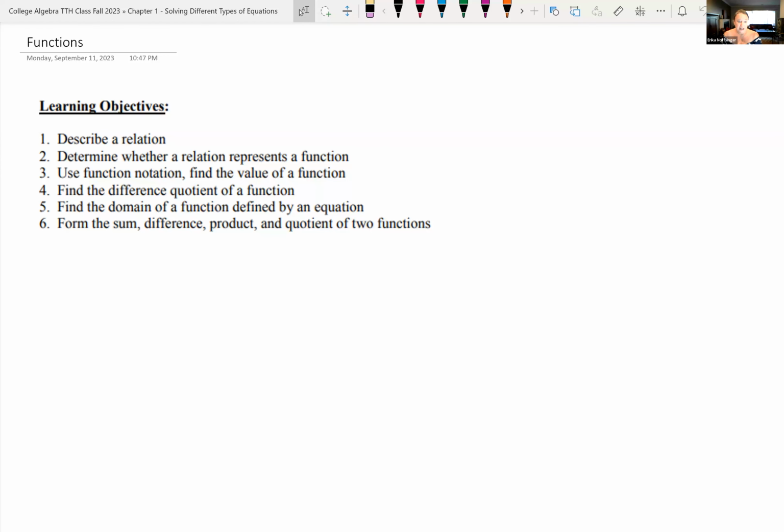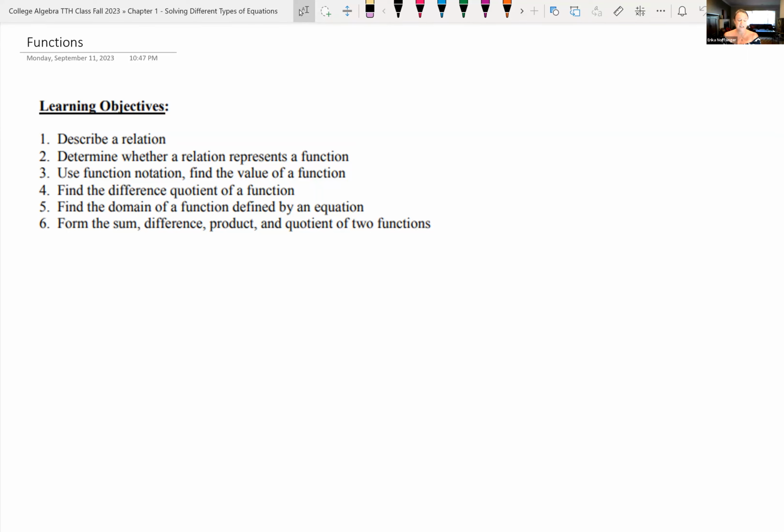So today we're going to be looking at functions. What is a function? With functions, what is the domain? What is the range? What is a relation? Is a relation a function or not? We'll look at the difference quotient.